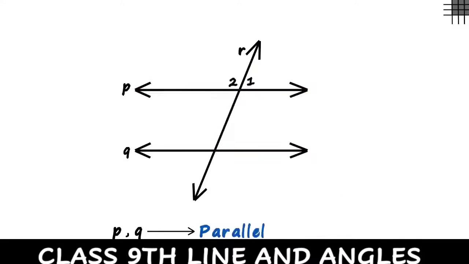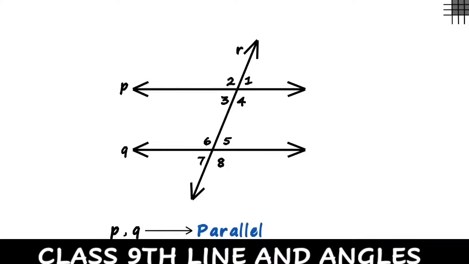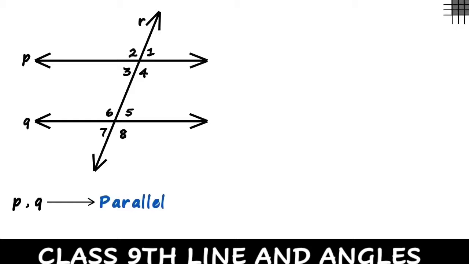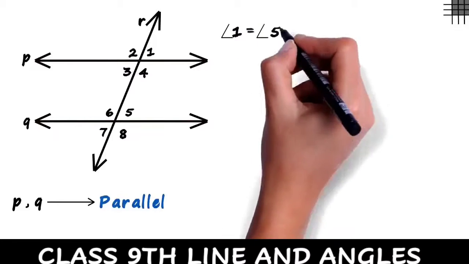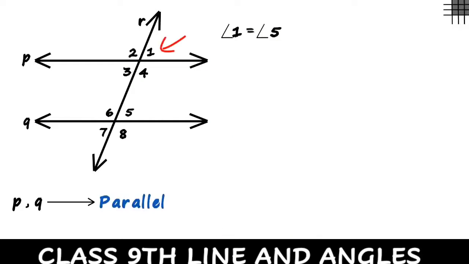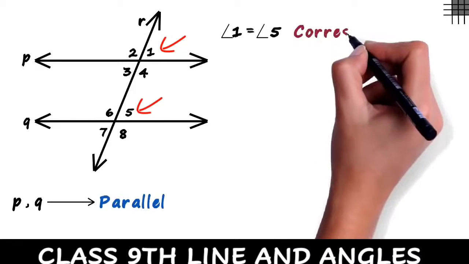Angles 1, 2, 3 and 4, and four angles with line Q. Angles 5, 6, 7 and 8. Let's move on to the first type of angles. If lines P and Q are parallel, then angle 1 will always equal angle 5. This angle here will be equal to this one. They are called corresponding angles.